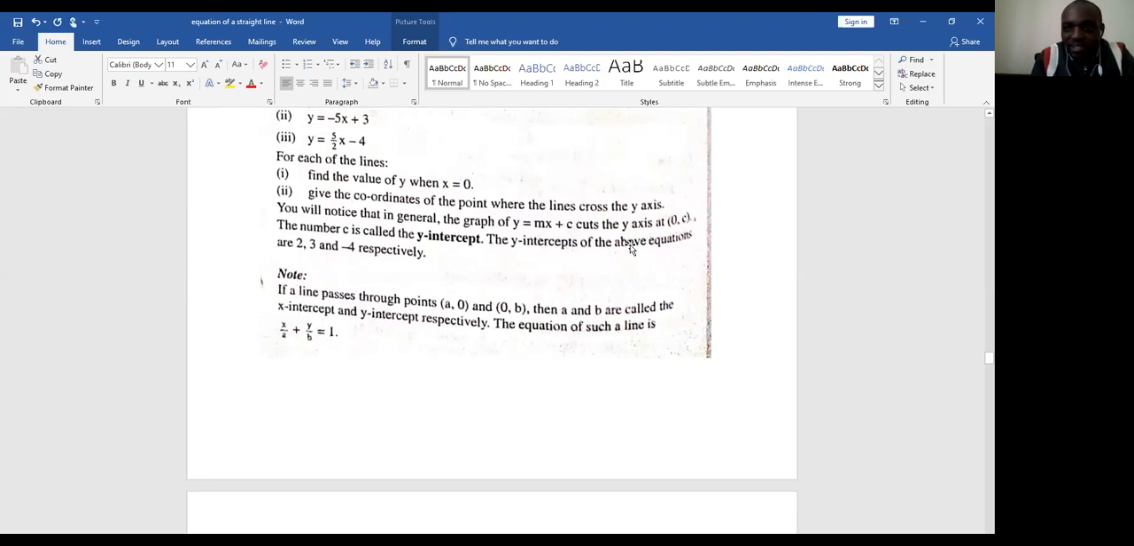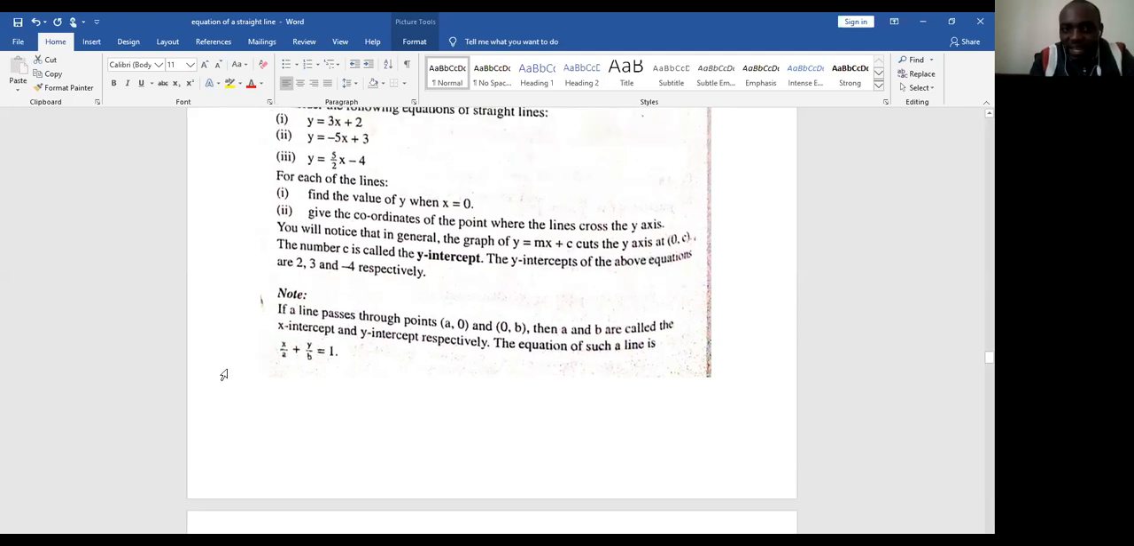Okay. So as you can see in these 3 lines, in Roman 1, we have the y-intercept as 2. So we can write that coordinate as (0, 2). Why? Because the value of x is 0. In Roman 2, the coordinate is (0, 3). And finally in Roman 3, the coordinate of the y-intercept is (0, -4), because at the y-intercept, the value of x has to be 0.